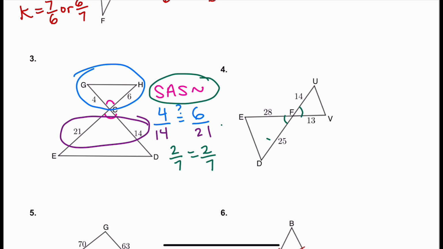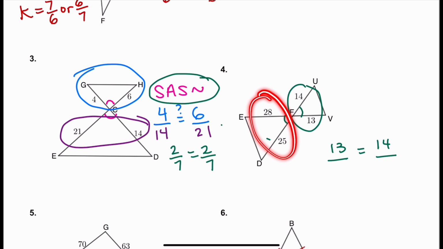So we're going to take one of the triangles. It doesn't matter which one. Let's take 13 and 14. Those are going to go in the numerator. In the denominator, we're going to take our 28 and 25. 25 is the smaller number, so it is going to go under the 13. And 28 is the bigger number, so it's going to go under 14.